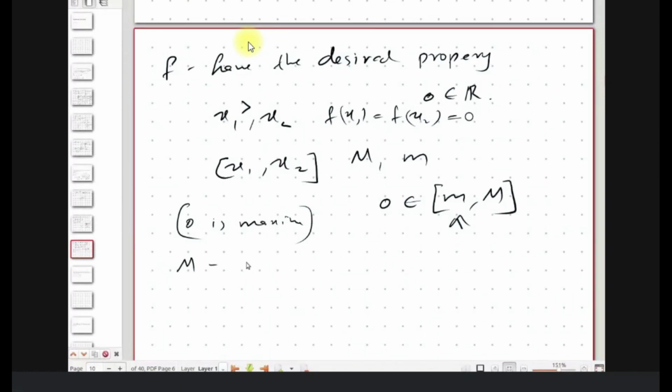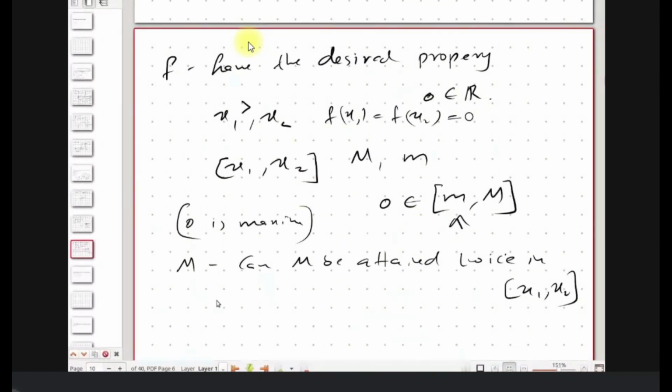Can M be attained twice in x1, x2? Are you clear till here?